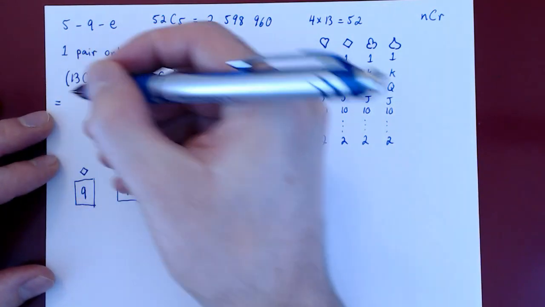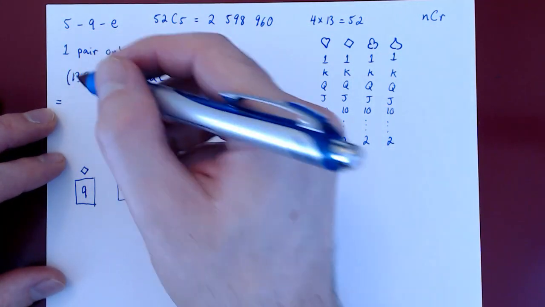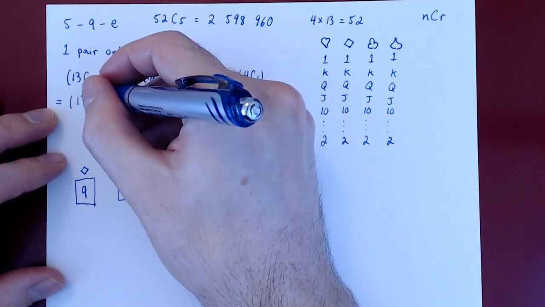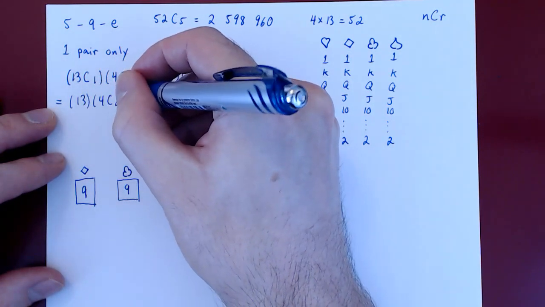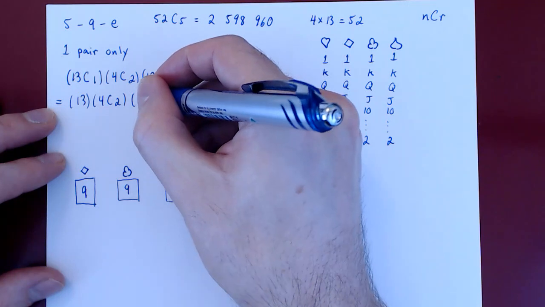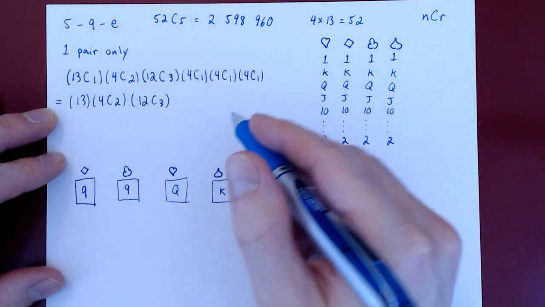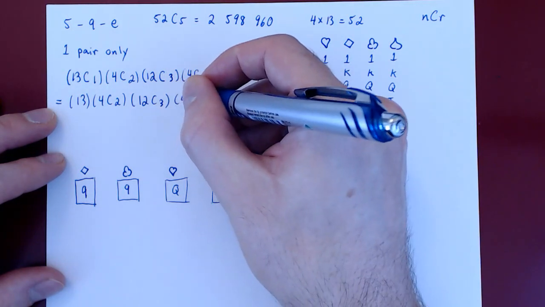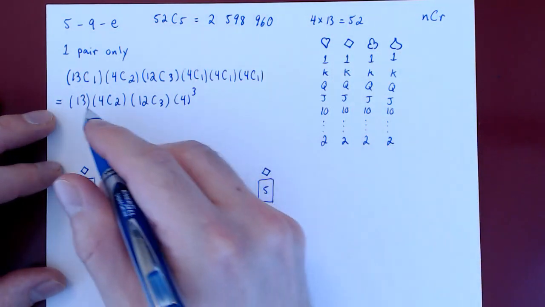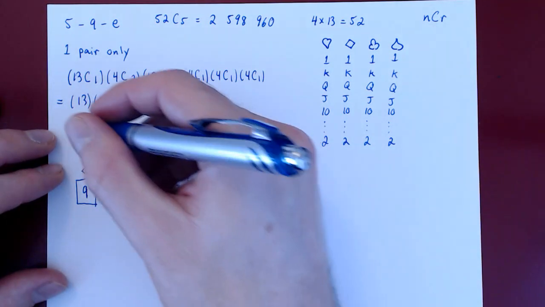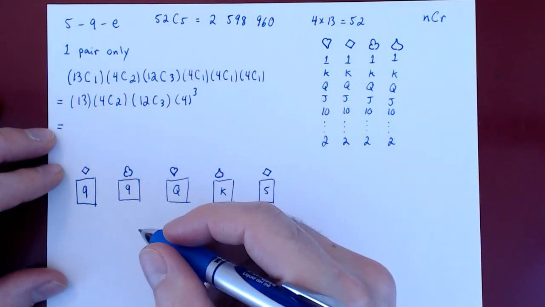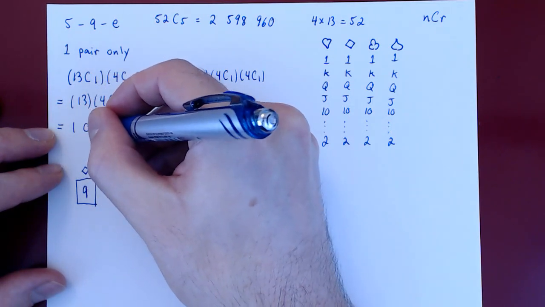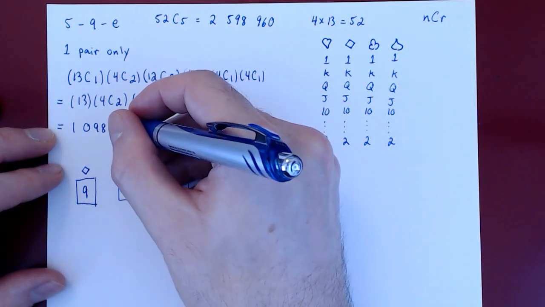We can write this more concisely. 13 choose 1, of course, is 13. 4 choose 2. 12 choose 3. And again, 4 choose 1 is 4. This is 4 times 4 times 4, 4 cubed. And if you calculate this with a calculator, you will obtain 1,098,240.